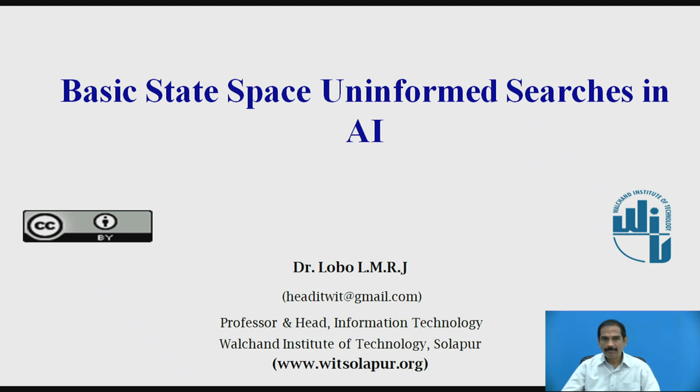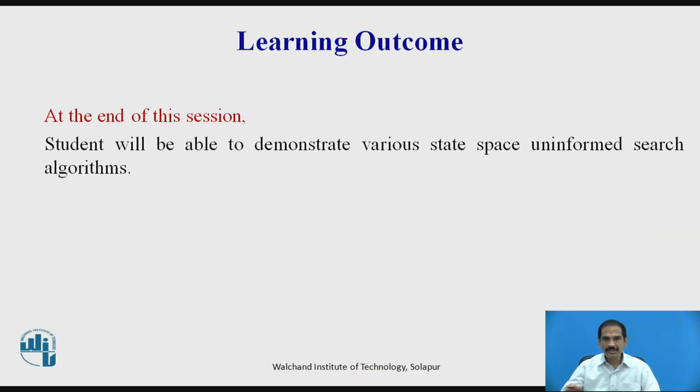To discuss the basic state space uninformed searches in AI. As we know, artificial intelligence is related to making machines do the things that human beings are doing at present. We encounter in an AI technique a state space search in which we have to find our particular solution. We represent this with the help of a graph or a tree. At the end of this session, students will be able to demonstrate various state space uninformed search algorithms.